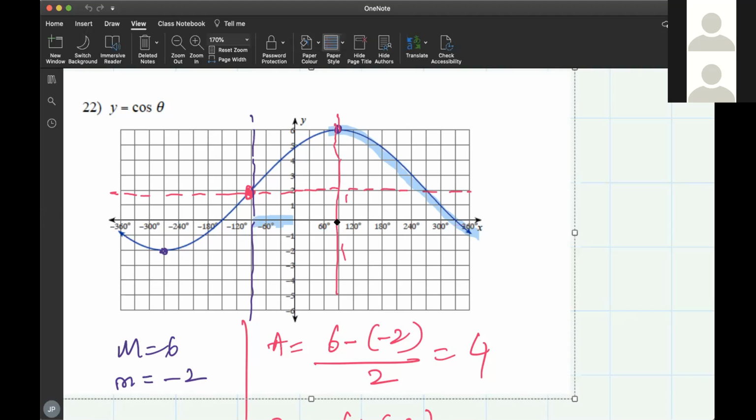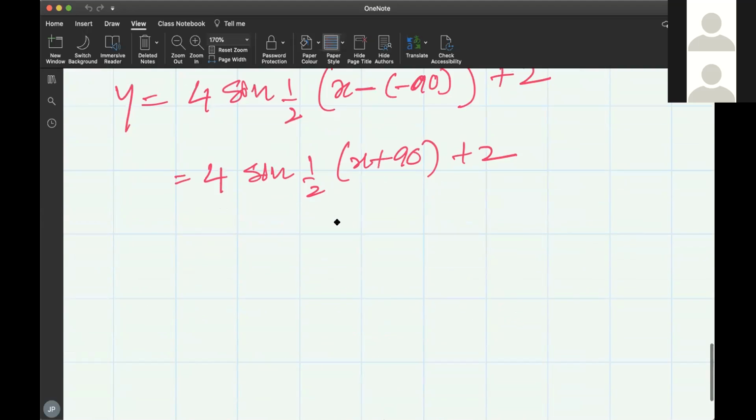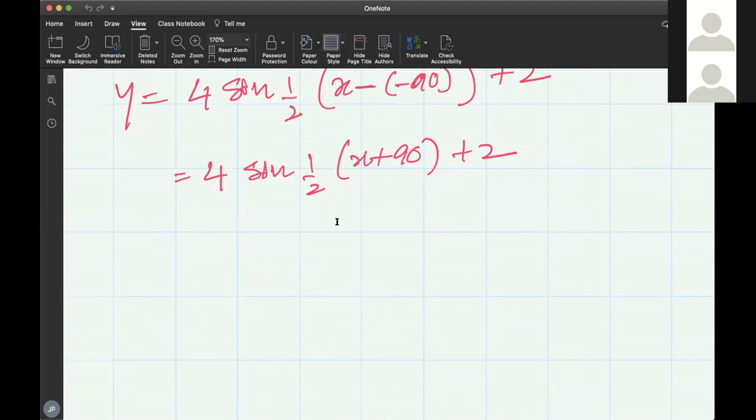That's my vertical line. Shift it to the right by 90. So C is 90, and the same thing for everything. So it should be again 4 cosine half x minus 90. The plus 2 remains as it is.